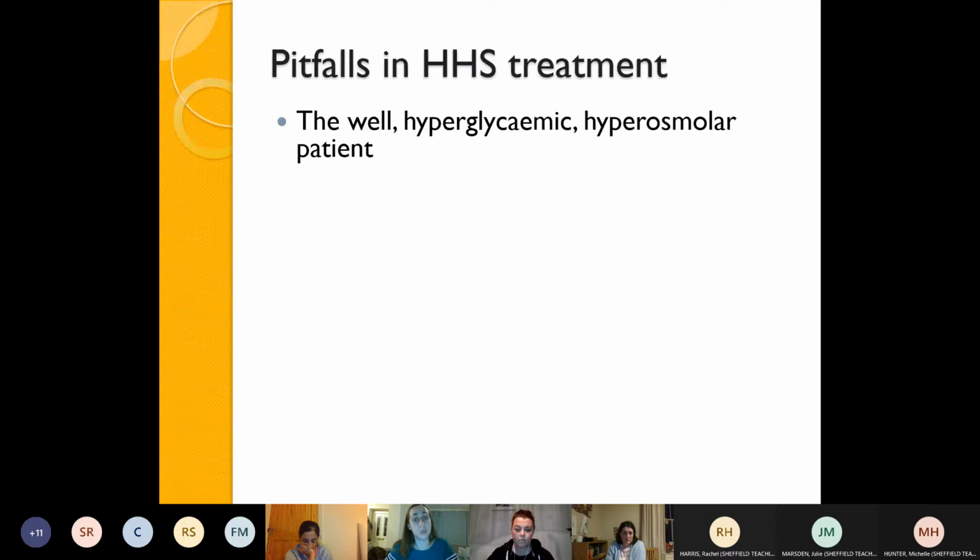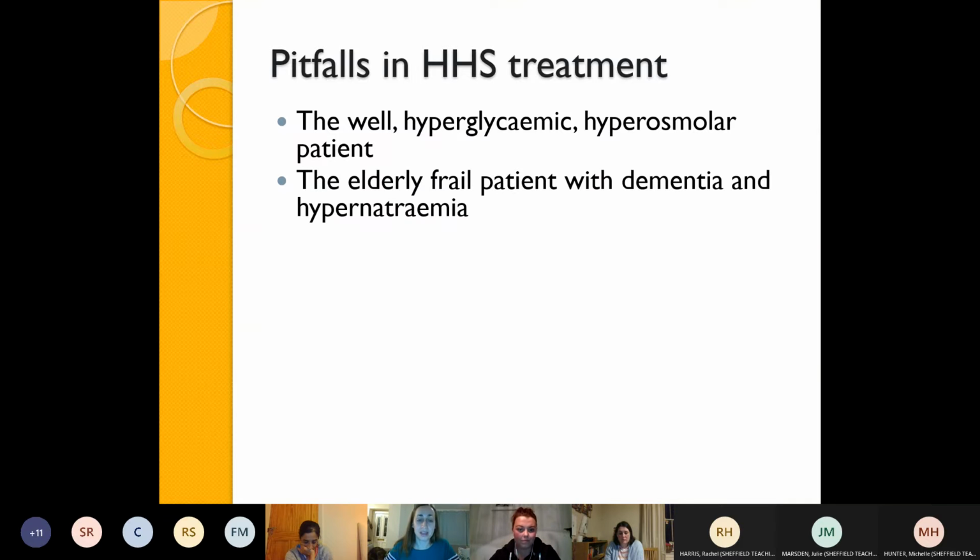So pitfalls: the hyperglycemic hyperosmolar patient, they don't need 17 litres of fluid pouring into them. Then you've got the elderly, frail patient with dementia and hypernatremia. So in 2 weeks, there's a talk on hypernatremia, where this will be mentioned. You get these elderly, demented patients that basically lose their thirst and they just sit there and become crumbly and just don't drink anything.